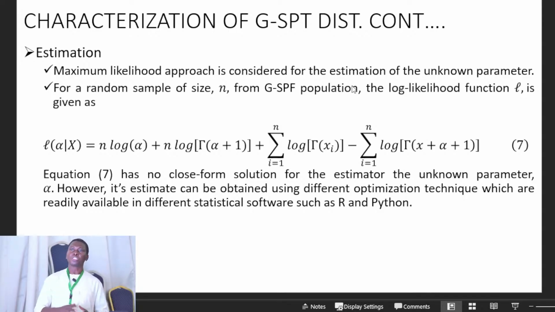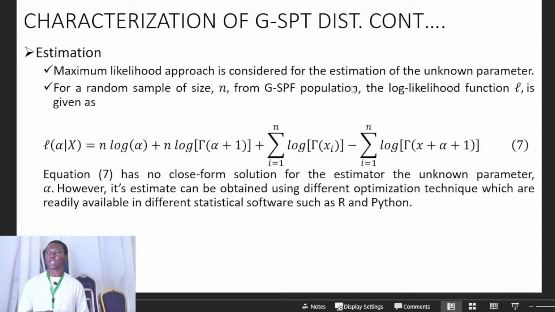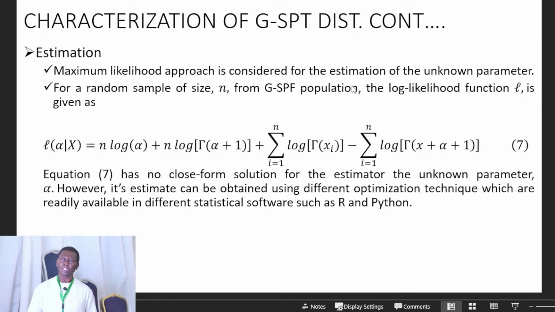And using the method of maximum likelihood, we can now obtain the log likelihood function of equation 4. That's the new PDF of the new distribution as equation 7. And this is not linear. In other words, if you are trying to estimate the parameter theta, you may not be able to have a closed form of that, but we can obtain its estimates by using other optimization techniques, which can be found in so many statistical software.